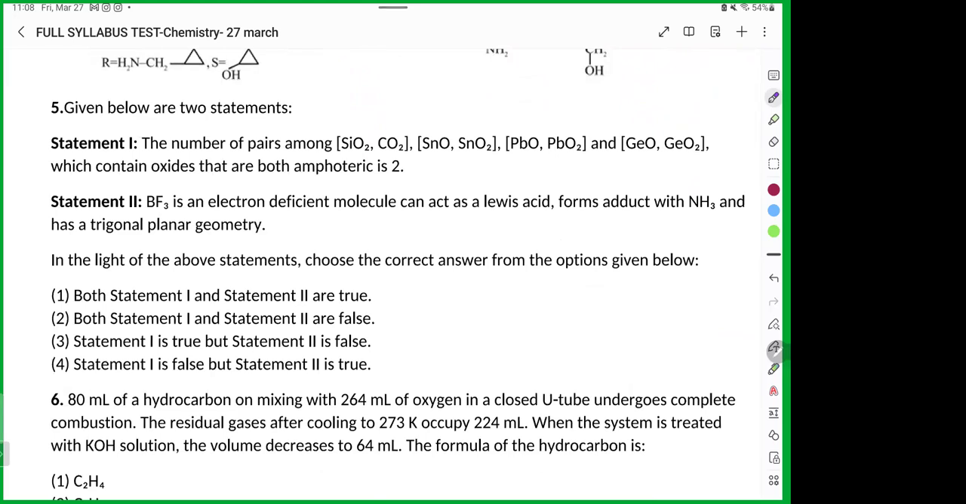You have pairs of compounds, this pair, this pair, this pair, and this pair, which contain oxides. The number of pairs among these which contain oxides that are both amphoteric is 2. It means out of these 4 pairs, only 2 pairs have both amphoteric oxides.